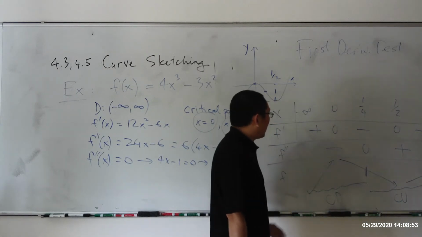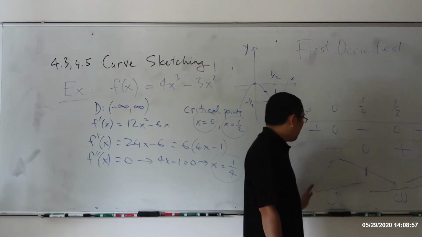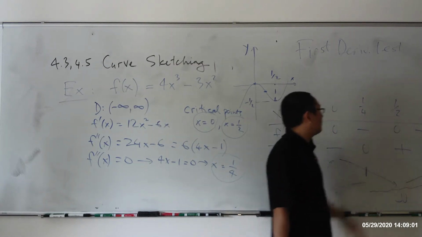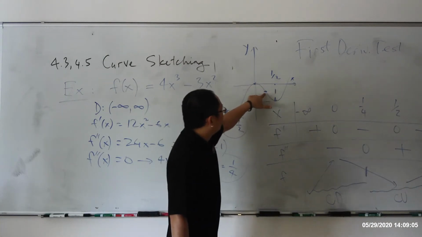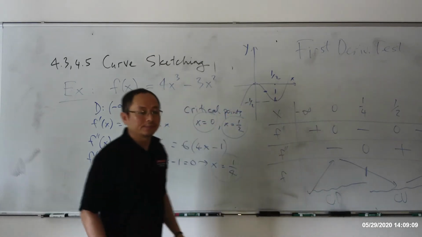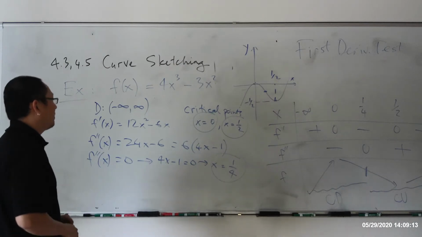About concavity, I can tell you that from negative infinity to 1/4, the graph will be concave down. And then from 1/4 to infinity, the graph will be concave up. And if I plan to draw the graph, you see something like this. Concave down, point of inflection, concave up. You have a local max, you have a local min. Okay?